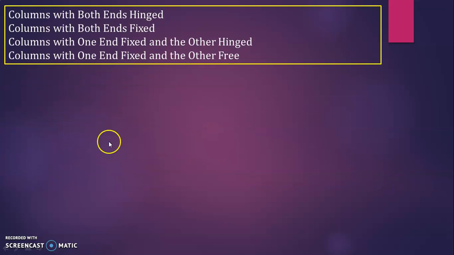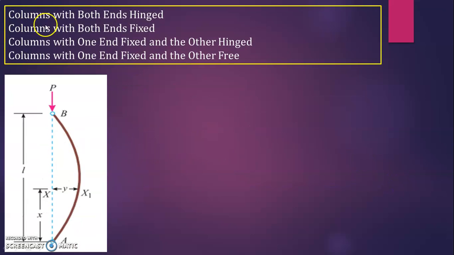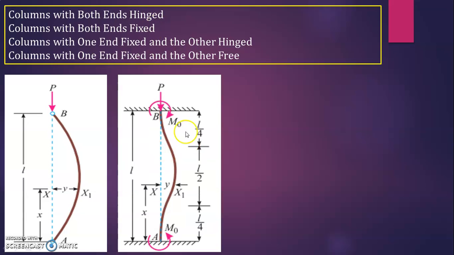Now we'll see how the diagrams look. One column with both ends hinged. You can see here both ends are hinged. This is a hinged support, so when you apply the load here, the column bends like this. When both ends are fixed, you can see here both ends of the column are fixed. So till here there is no bending, and till here there is no bending. After that the column bends. This is the case of both ends fixed.